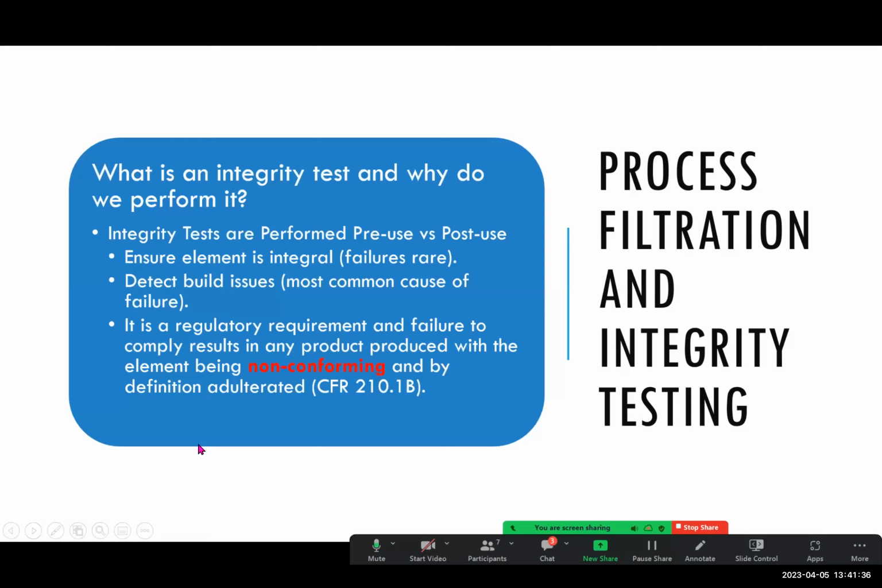It's a regulatory requirement that makes sure that if our product was produced within a filter that has been compromised, we throw it away. But you can't know if it's compromised if you don't test it. So that covers us in that aspect as well.